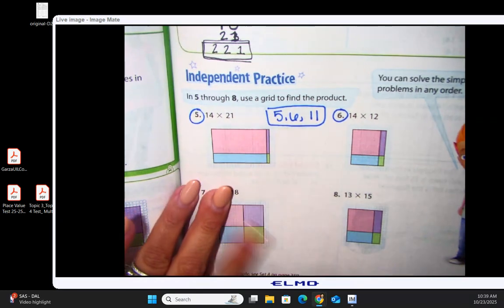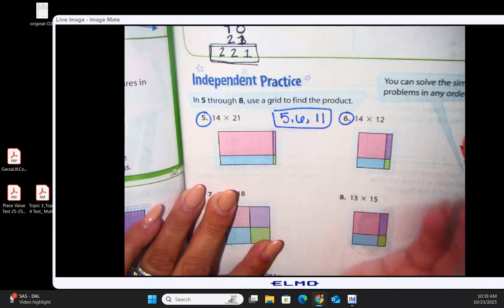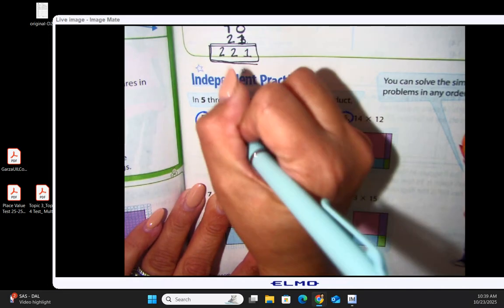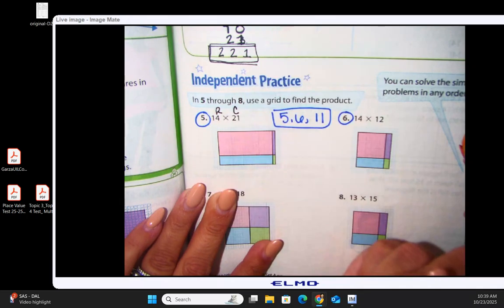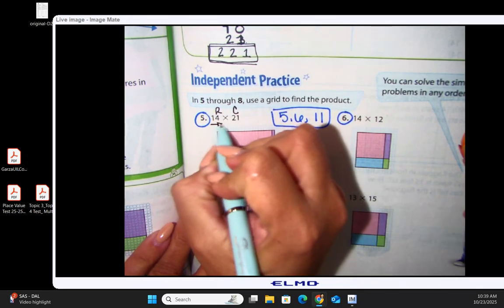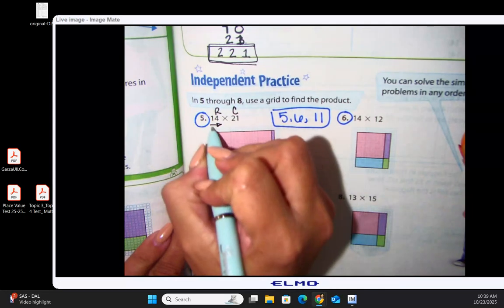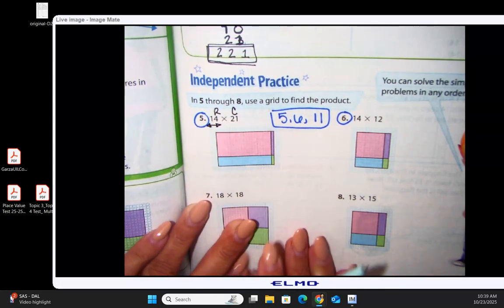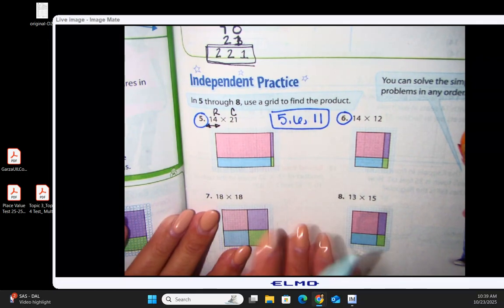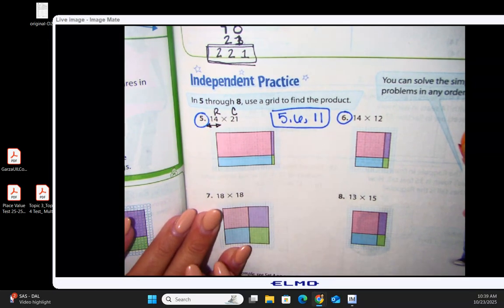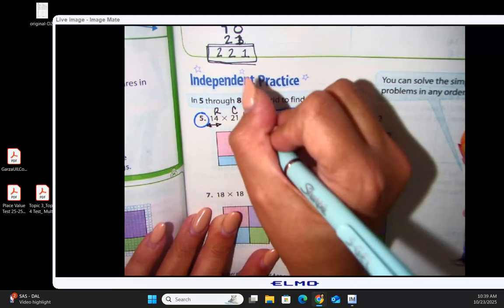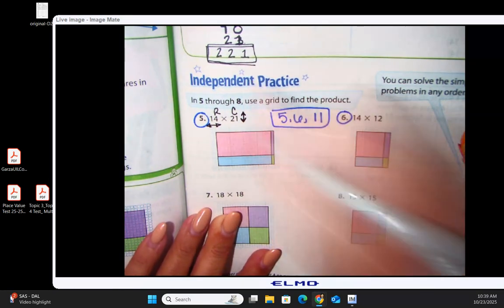So here we go. If I have 14 and 21, the first thing that I do is label rows and columns. Remember, rows go row, row, row your boat gently down the stream. Merrily, merrily, merrily, merrily, life is but a dream. So they go side to side. Columns, they have an L, so they go up and down.